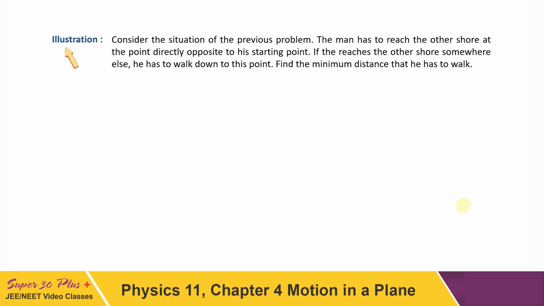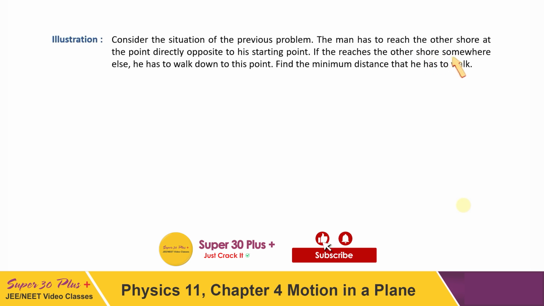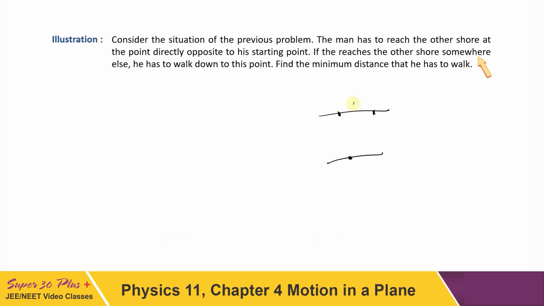One more situation is there in which it is asking to consider all the situations of previous problem. This time man has to reach the other shore at point directly opposite to his starting point, but he is reaching at somewhat different point. Okay, so let us consider the man had started from here. He has to reach at this point, but he got to this point delta x away, which is the drift we generally denote by. We have to now find the minimum distance that he has to walk. Okay, so this delta x has to be minimum.